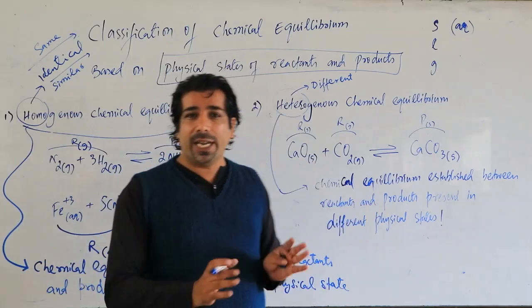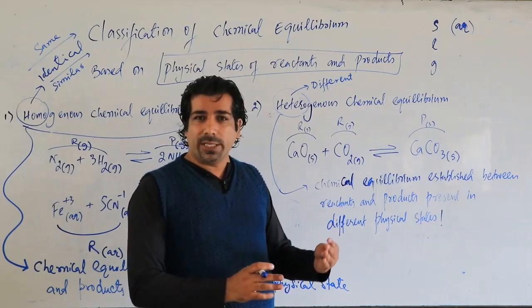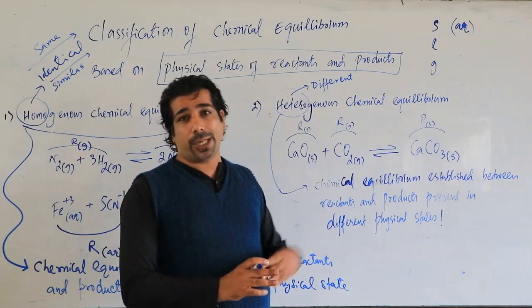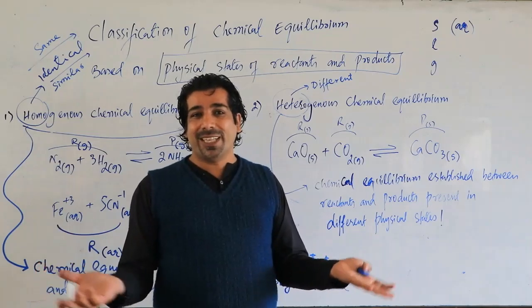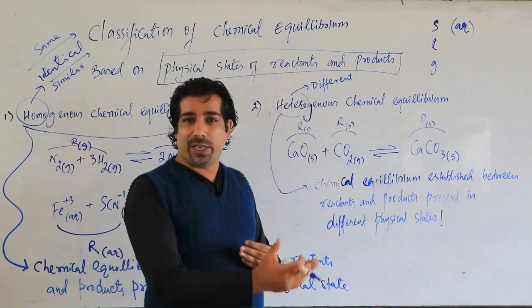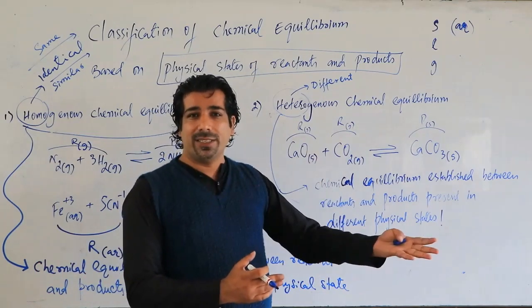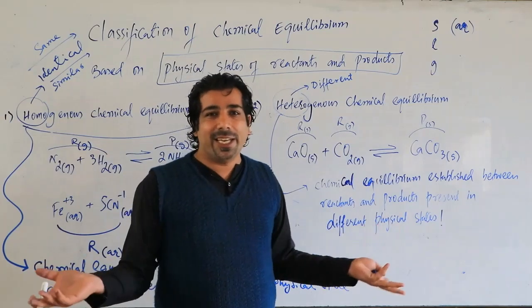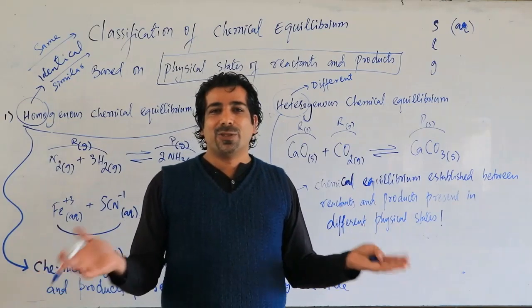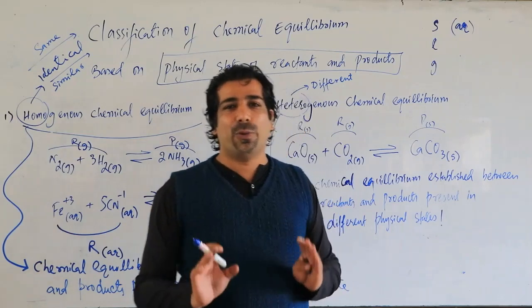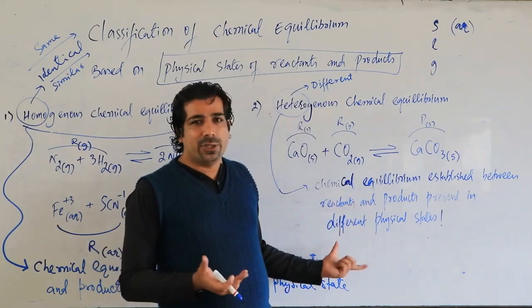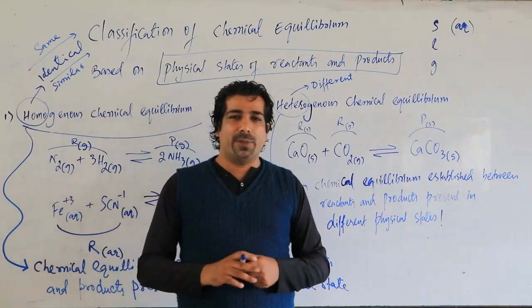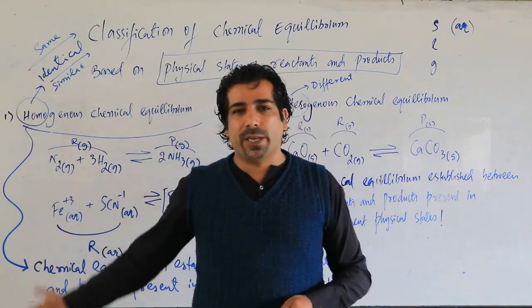But if your reactants are in solid state and products are in gaseous state, then that is the heterogeneous chemical equilibrium. Now if your reactants are solid and liquid and the product is solid, that means it is again the heterogeneous chemical equilibrium. So obviously my dear friends, I hope you have gotten the information about what is homogeneous and what is heterogeneous chemical equilibrium and how they are established. Okay, please make note of this.